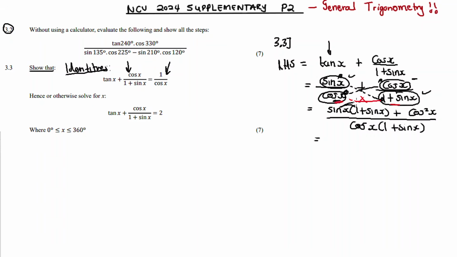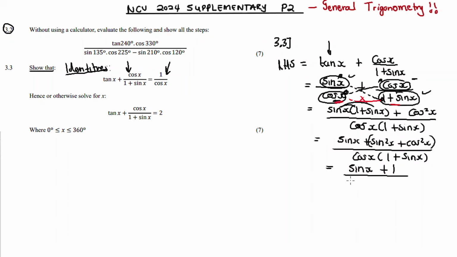Okay, so this sine times that one, this sine times that sine, it's sine x plus sine squared x plus a cos squared x over, we do not have to multiply this. You'll see why. Alright, so this sine squared x and this cos squared x combined are actually an identity, the squared identity of 1. So here is going to be a 1 over cos x times 1 plus sine x.